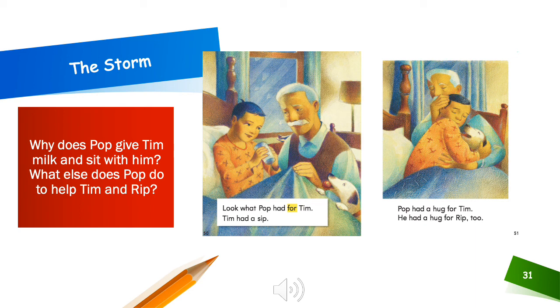Before we move on, I have two more questions for you. Why does Pop give Tim milk and sit with him? I think Pop gives Tim milk and sits with him because he wants to help Tim feel safe and loved during the storm. What else does Pop do to help Tim and Rip? Pop hugs Tim and Rip. Aw, how sweet of him.